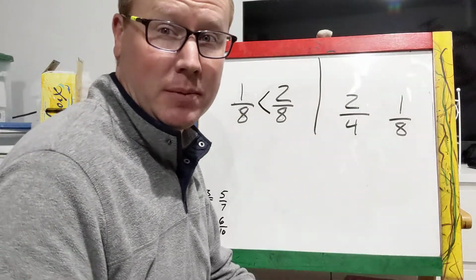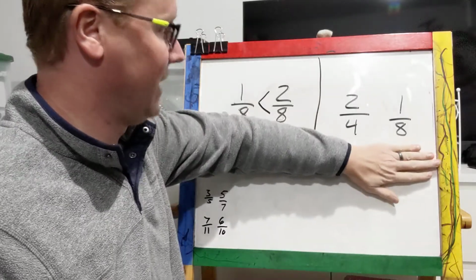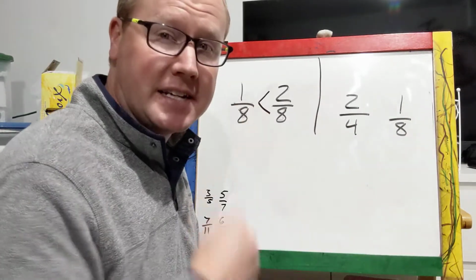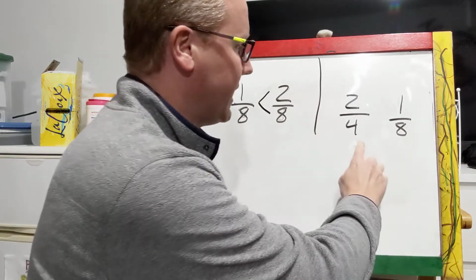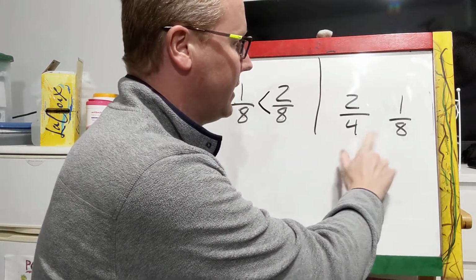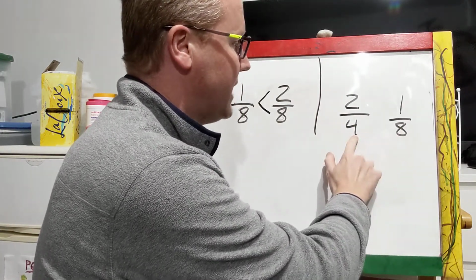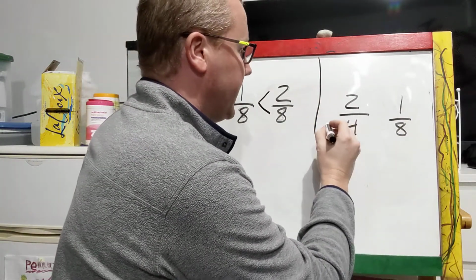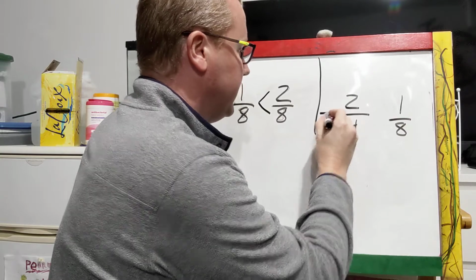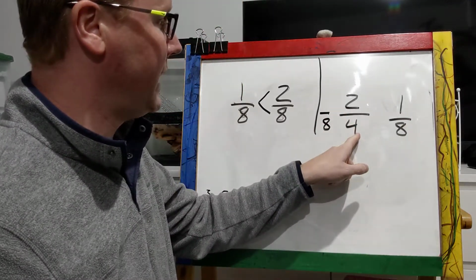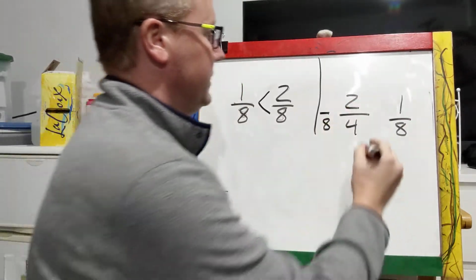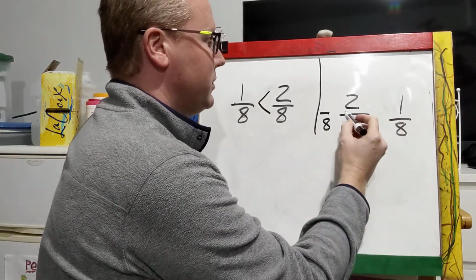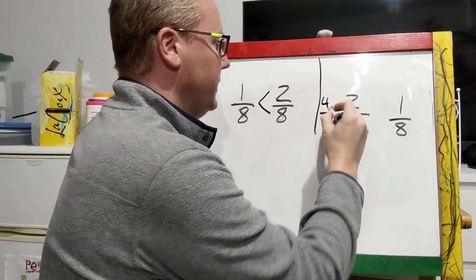Then we went on to a little bit more challenging ones where they didn't have the same denominator. But you could see with your eye that, ooh, maybe I can make these denominators the same, because I know that to get to 8, I could double 4. And if I double 4, you get 8. But remember, whatever you do to the bottom, you have to do to the top. So if I doubled 4, I have to double 2. And when I double 2, I get 4.